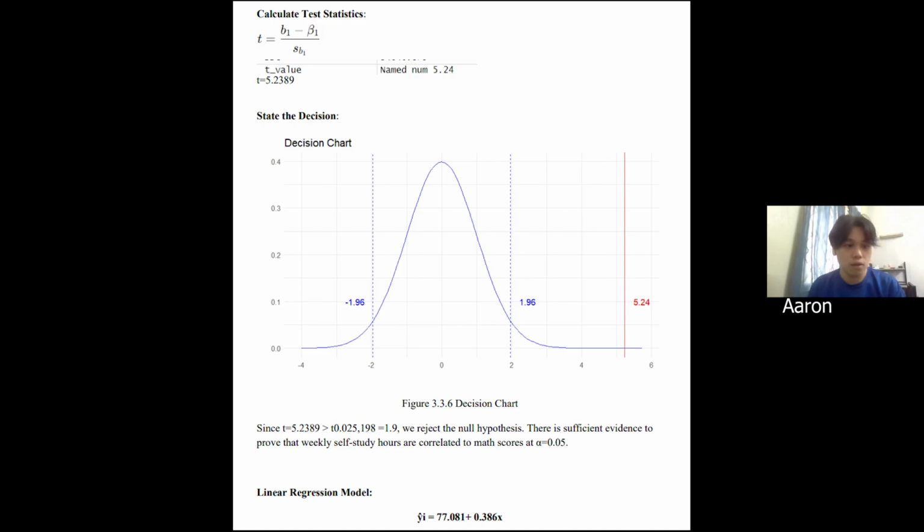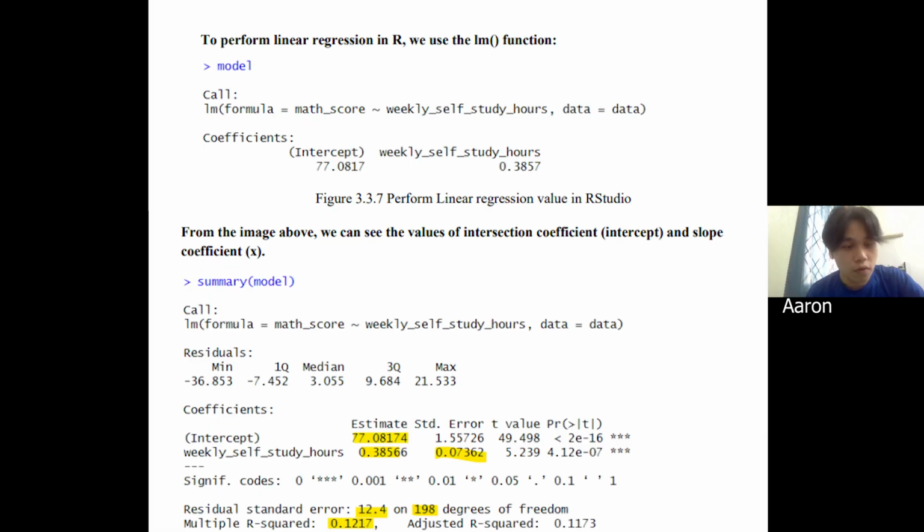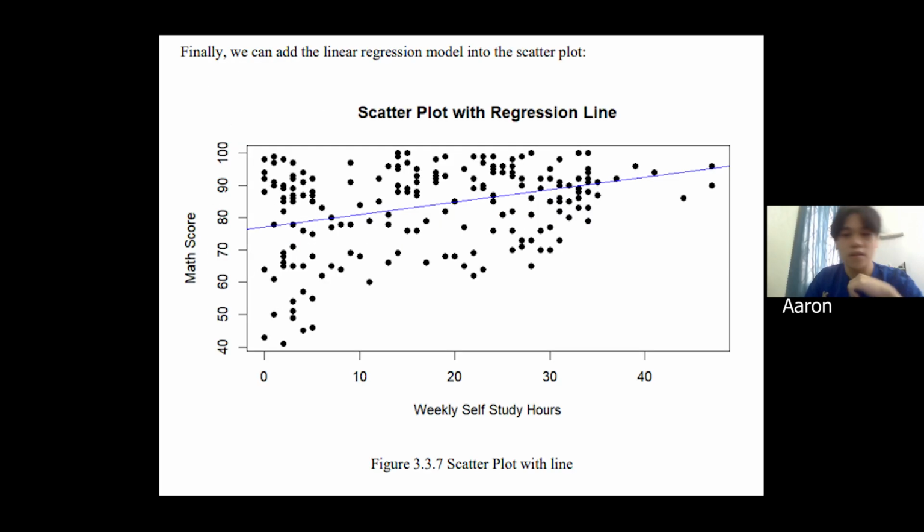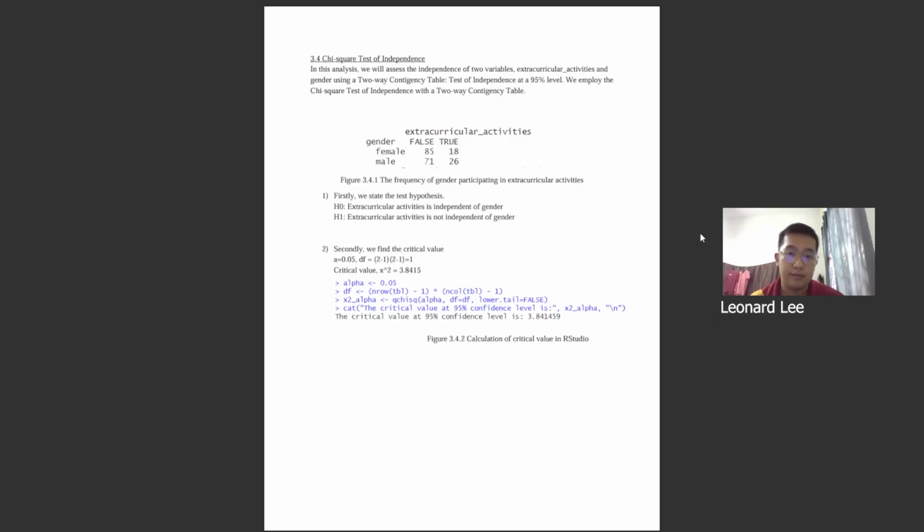And this is the linear regression model. Next, to perform linear regression in R, we use the lm function. From the image above, we can see the value of the intercept coefficient and the slope coefficient x. And this shows the summary of the values we calculated. Finally, we can add the linear regression model into the scatter plot, and this is the scatter plot with the regression line. So right now, I am going to explain the chi-square test of independence in this project.